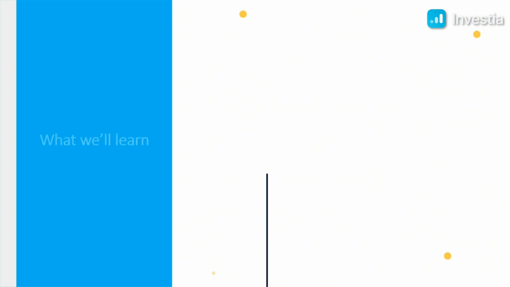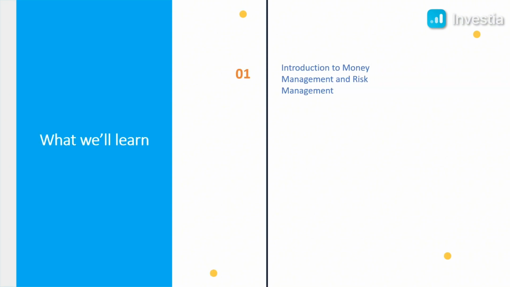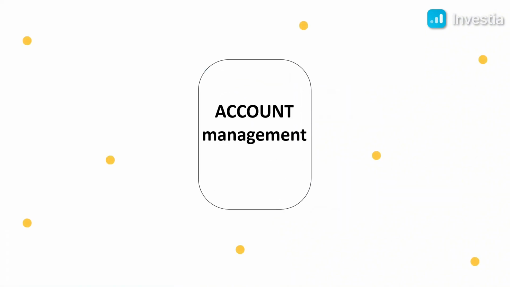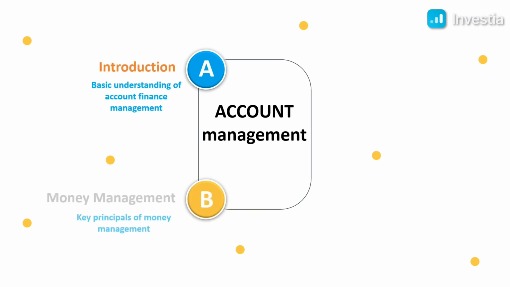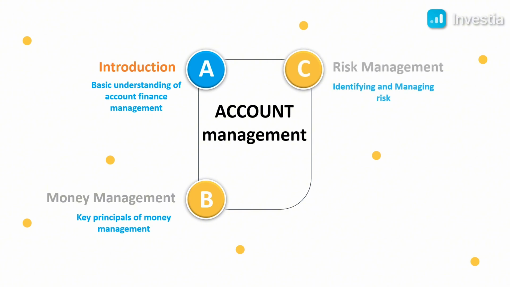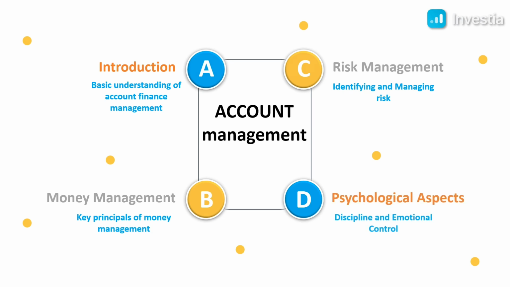Here's a list of the things we're going to cover on this episode. 1. Introduction to money management and risk management. 2. Money management. 3. Risk management. 4. Psychological aspects. So let's get right into it. On introduction, we'll learn a basic understanding of account finance management. On money management, we'll learn key principles of money management. Then on risk management, we'll learn identifying and managing risk. And finally, on psychological aspects, we'll learn discipline and emotional control.